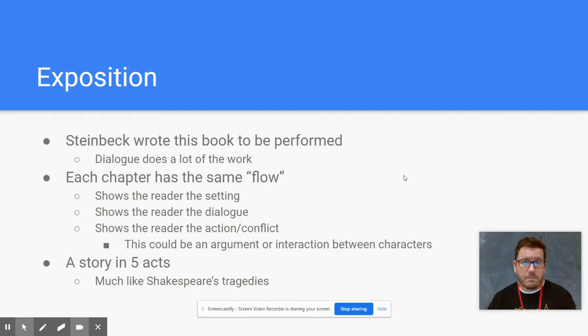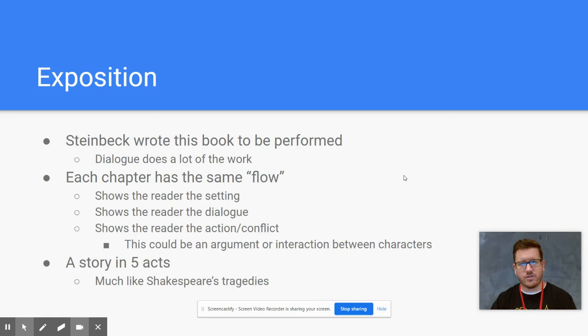Now, this conflict might be dialogue. There could be an argument. There could be a physical conflict. So each chapter is going to start off with a setting, then we're going to move to dialogue, and then we're going to move to conflict. This is a story in five acts, a lot like Shakespearean tragedies. We haven't read a tragedy yet in class, but it follows the same arc.